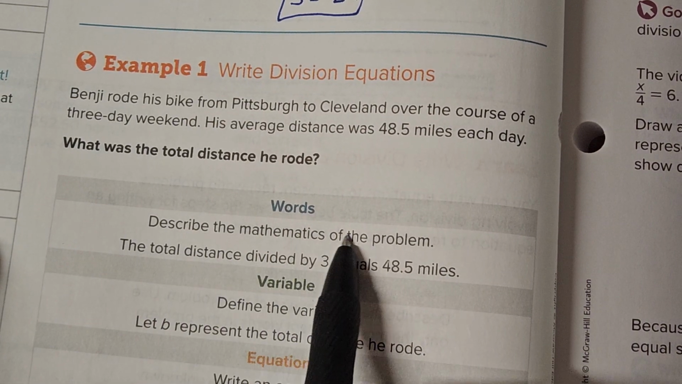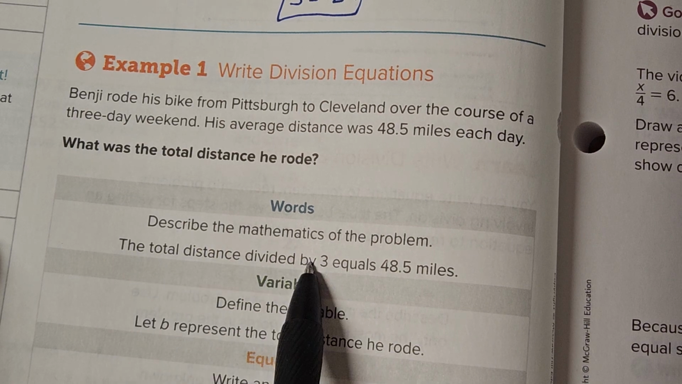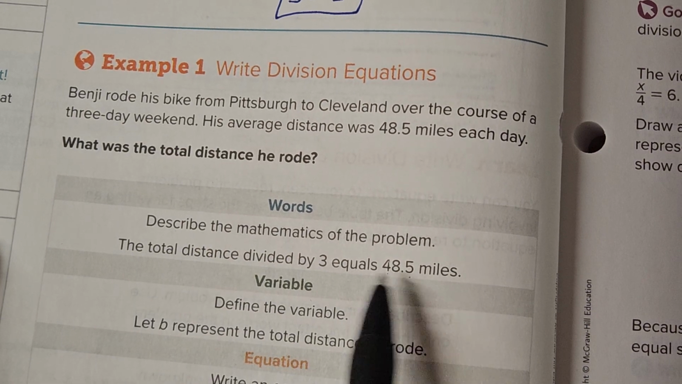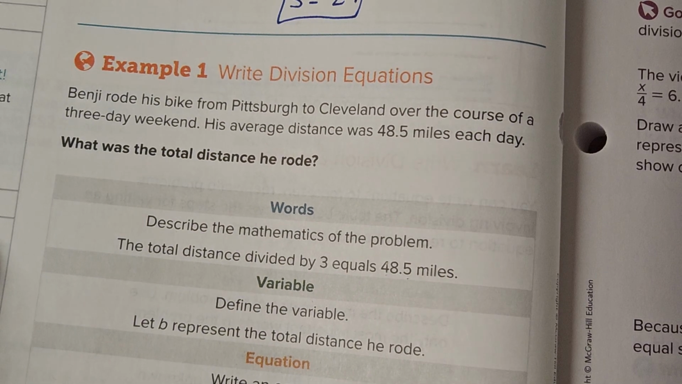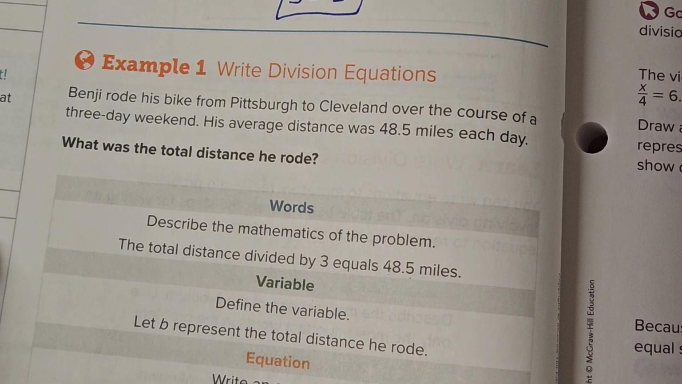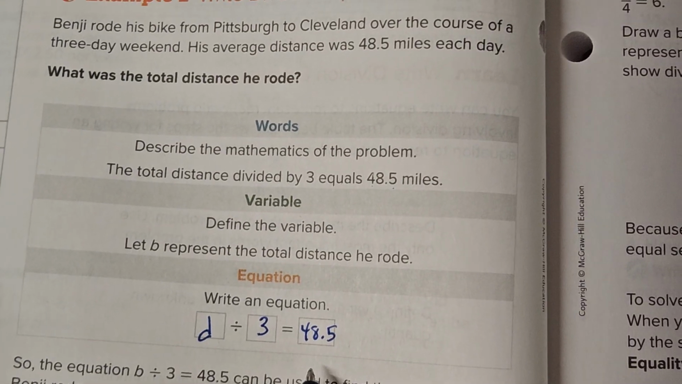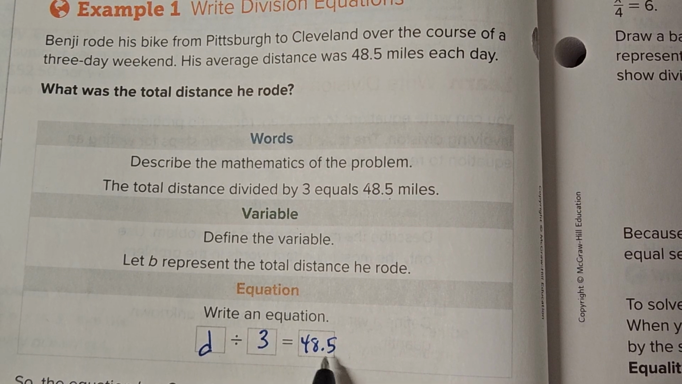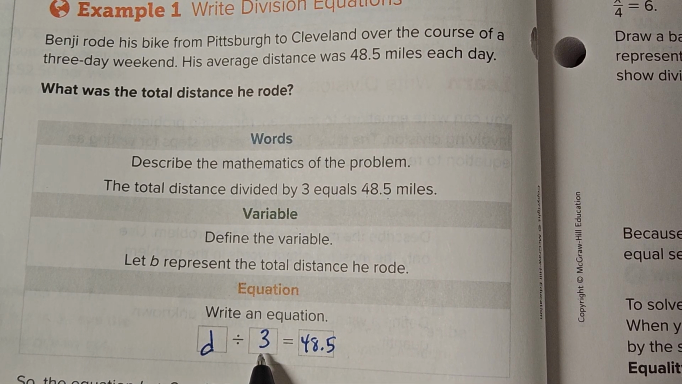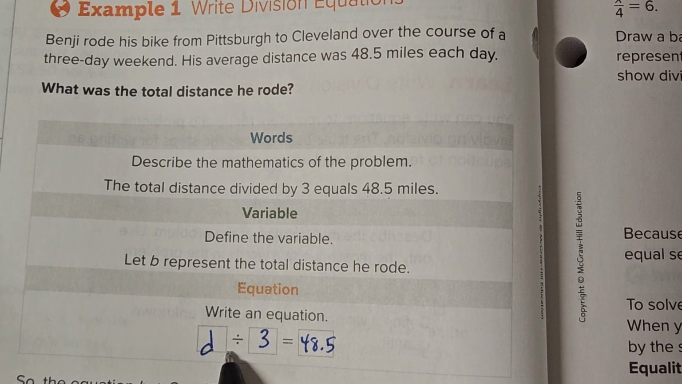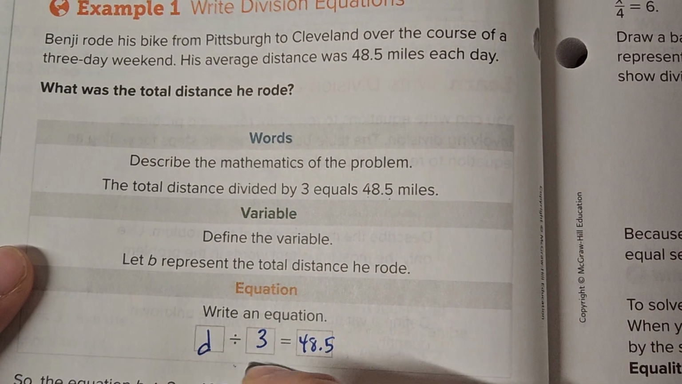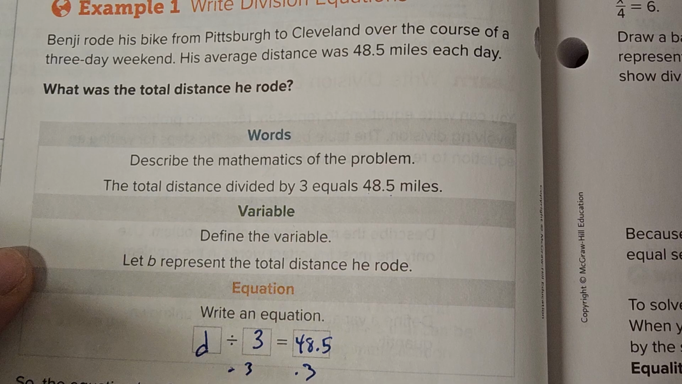So describe the mathematics of the problem. The total distance divided by 3 equals 48.5, because every day he rode 48.5 miles for 3 days. That would be the total distance, okay? So now we have divide 3. What's the inverse of divide 3? Yeah, times 3.